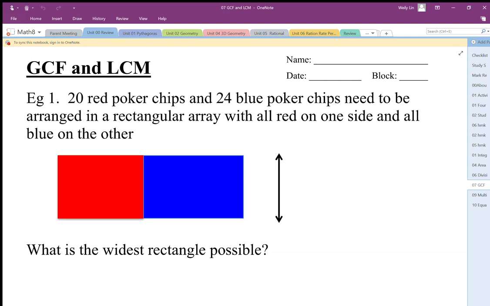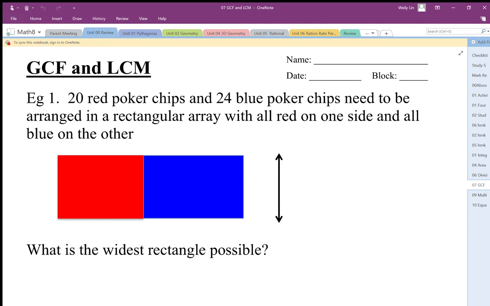GCF and LCM stand for greatest common factor for GCF and lowest common multiple for LCM. So essentially GCF is the biggest small piece or factor as we break it into pieces, and LCM is the lowest multiple or big piece. As we grow the numbers, what's the lowest number that is common to two sets of numbers? So these situations relate to greatest common factor and lowest common multiple.